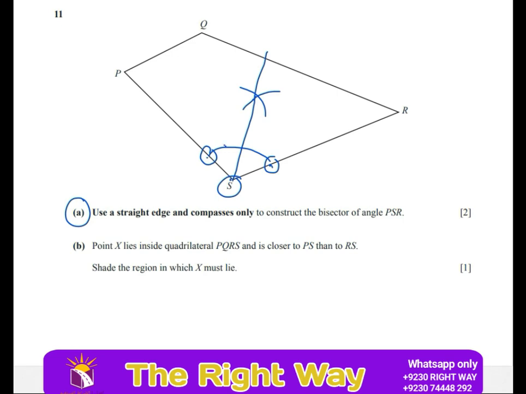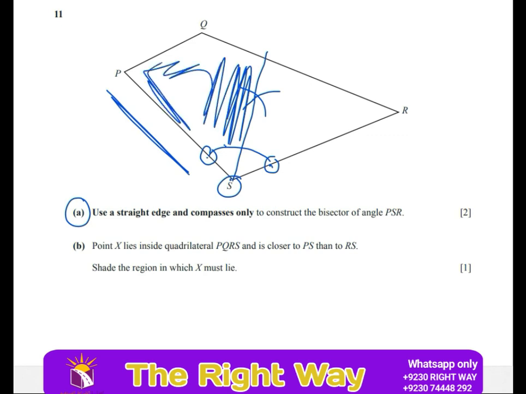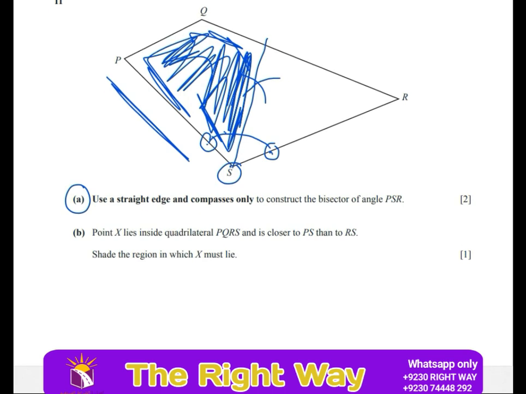Now part B. Point X lies inside quadrilateral PQRS and is closer to PS. Shade the region for X. So X will be on this side, which will be closer to PS. X will be somewhere here, which is the shaded region, and it is closer to PS.